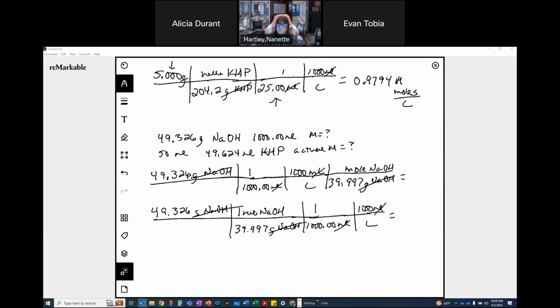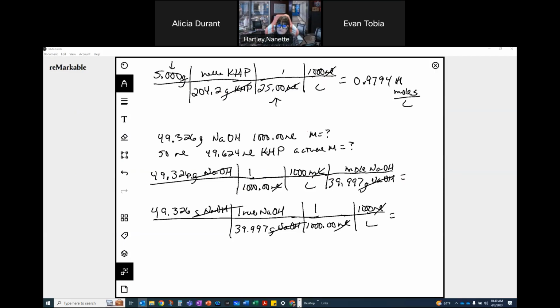Okay, and then I had 1 over 1,000, which doesn't make sense because then the milliliters would not cancel. Yeah, we only need 1 over 1,000 once. So I have 49 times 1,000 divided by 49, 7. Okay, so 49,362 divided by 3.3.